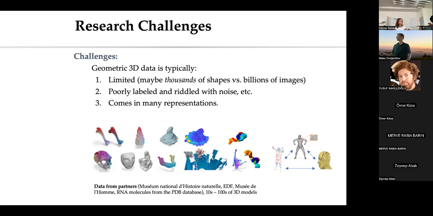And also it comes in many different representations. So if you have a 3D shape, it could be a collection of points. It could also be a triangle mesh, which is common in graphics, or volumetric data, which is common in medical imaging. So all of these representations, somehow you need to be able to communicate across different representations. And this is very challenging, right, to do something that would incorporate all of these kinds of problems together.